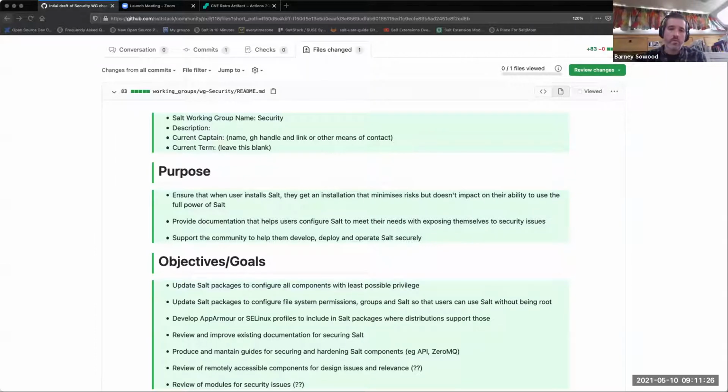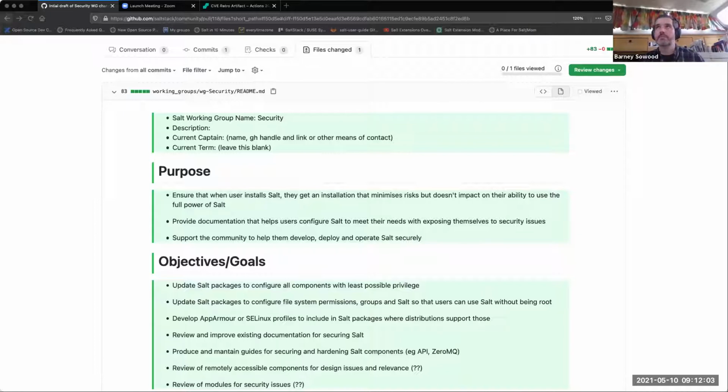And this first purpose is ensuring that when a user installs Salt, they get an installation that minimizes risk but doesn't impact their ability to use the full power of Salt. I think what I'm talking about is that whenever running the Salt master as a non-root user, or not having to be root to run the Salt CLI commands comes up, there's some resistance in terms of how setting that up will make things difficult for new users. There are steps, there's documentation already about how you can do that.